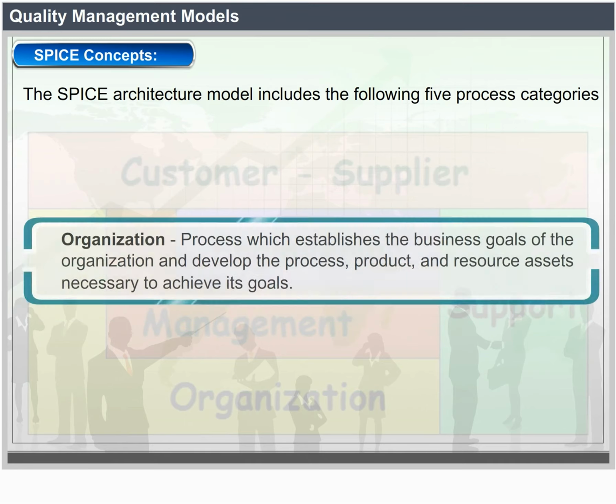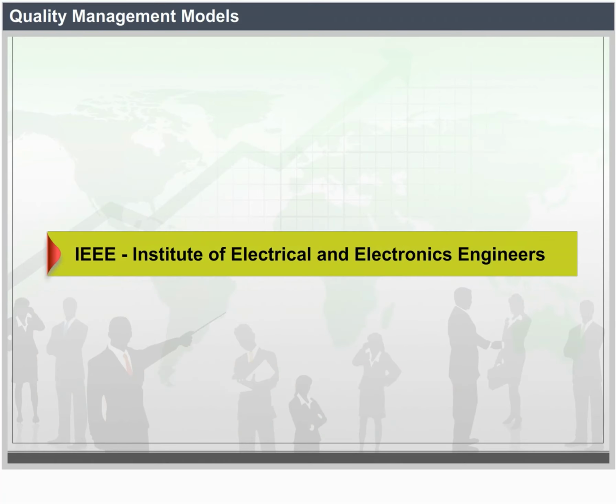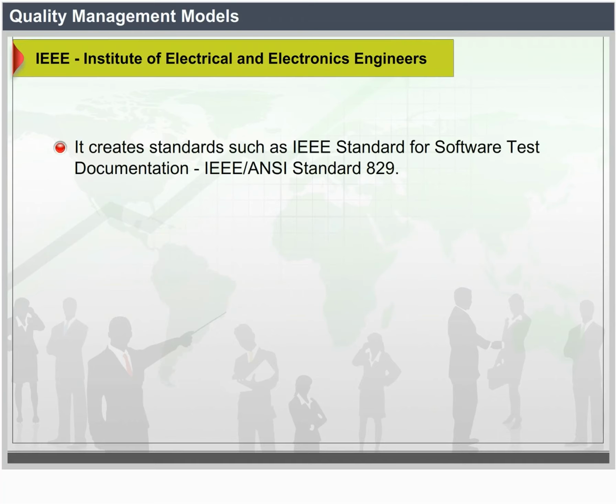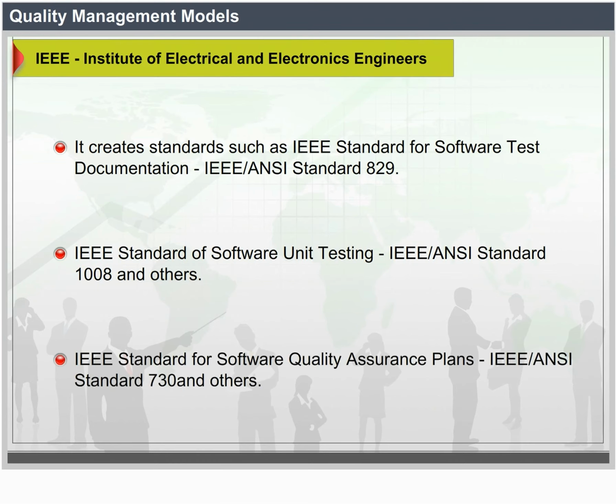Organization. Processes which establish the business goals of the organization and develop the process, product, and resource assets necessary to achieve its goals. IEEE, Institute of Electrical and Electronics Engineers. It creates standards such as IEEE Standard for Software Test Documentation, IEEE ANSI Standard 829, IEEE Standard of Software Unit Testing, IEEE ANSI Standard 1008, and others. IEEE Standard for Software Quality Assurance Plans, IEEE ANSI Standard 730, and others.